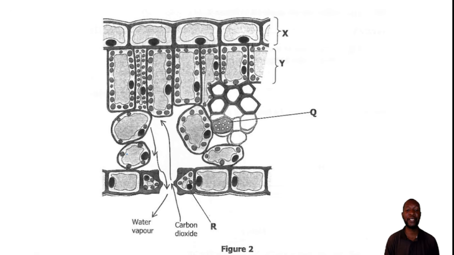Question 2, figure 2 shows the transverse section of the leaf. In the transverse section of the leaf, we have the parts labeled X, Y, Q, and R. Then we have water vapor leaving and the carbon dioxide going into the leaf. So this is our figure 2. A1, identify tissues X, Y, and Q.